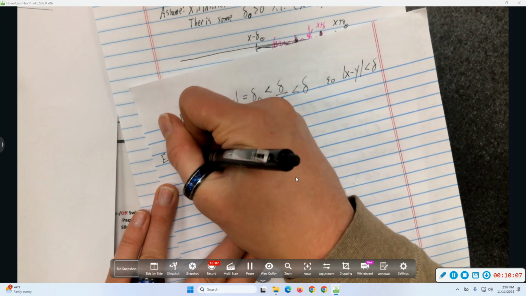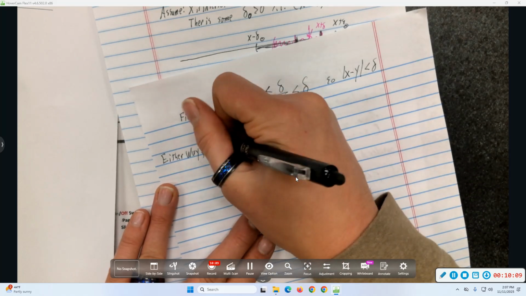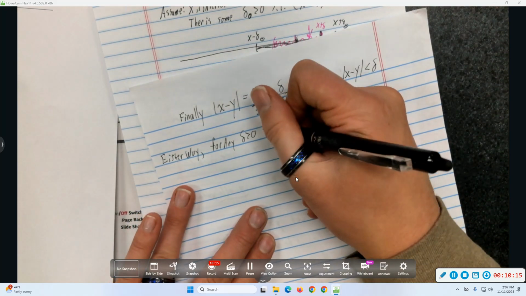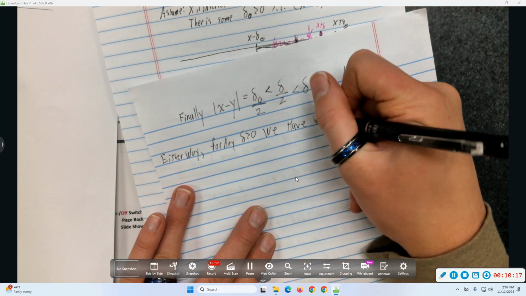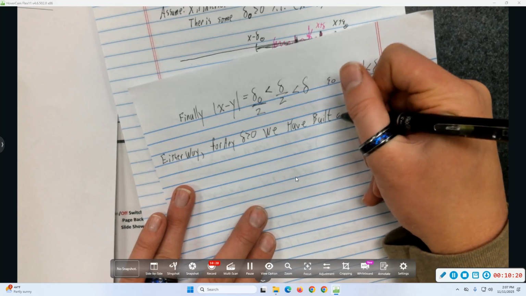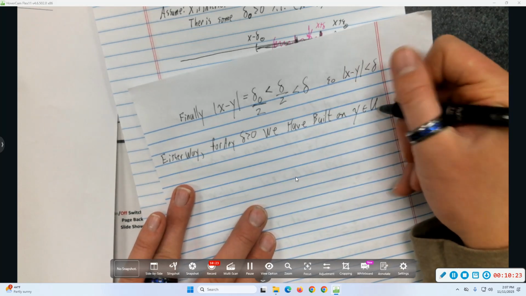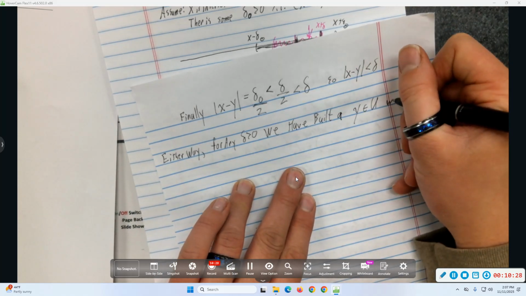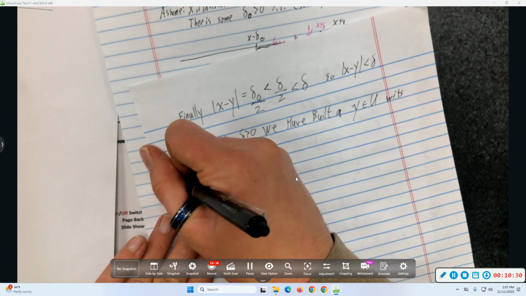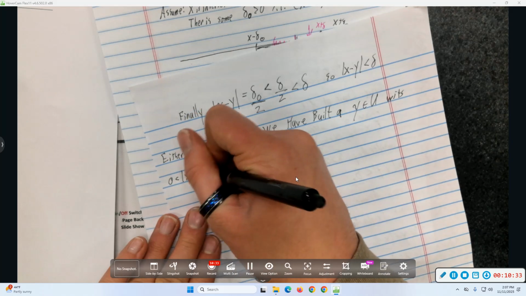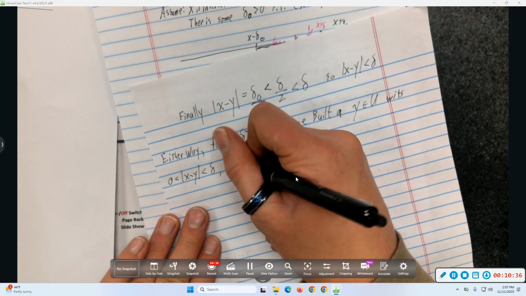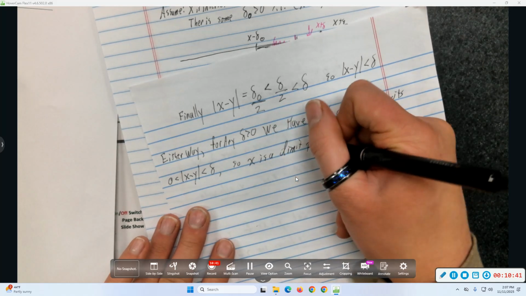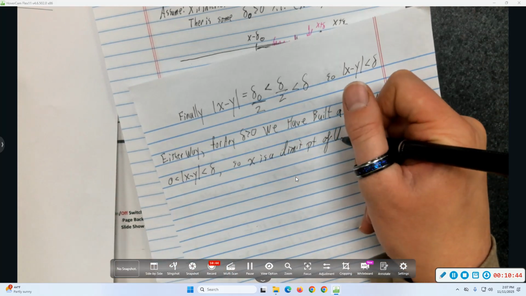Either way, for any delta bigger than 0, we have built a y in the set U with 0 less than absolute value x minus y less than delta. So x is a limit point of the set big U. That completes the proof.